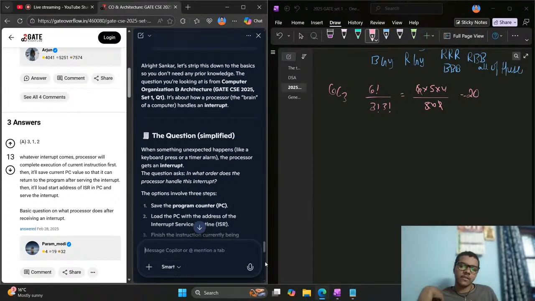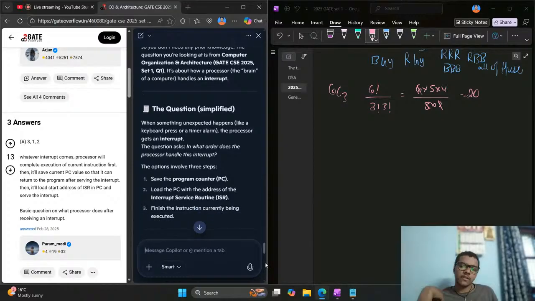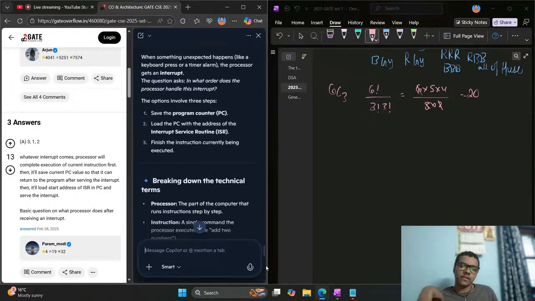And something unexpected happens, like a keypress or a timer alarm, the processor gets an interrupt. In what order does the processor handle the interrupt? Interrupt service routine. So a basic version of ISR is given.